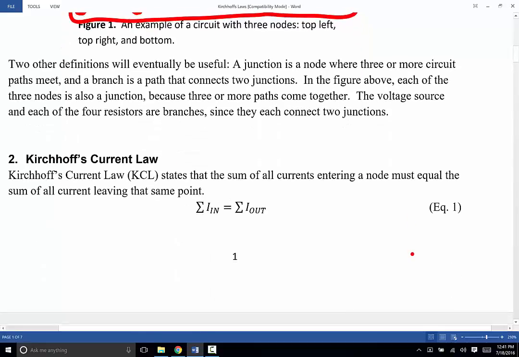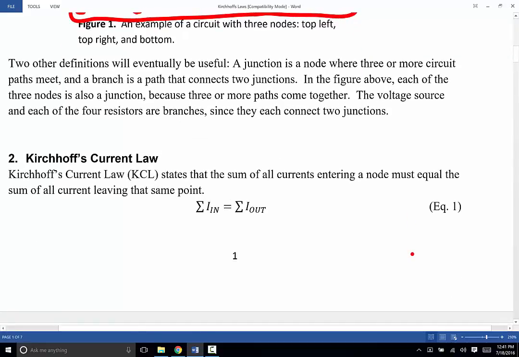But why do we talk about nodes? Why do we care about nodes? Because of Kirchhoff's current law. Kirchhoff's current law is one of the 2 most important laws, well, let's say one of the 3 most important laws in all of circuit analysis. And it simply says that the sum of the currents entering a node has to equal the sum of the currents leaving the node. So that kind of makes good intuitive sense.